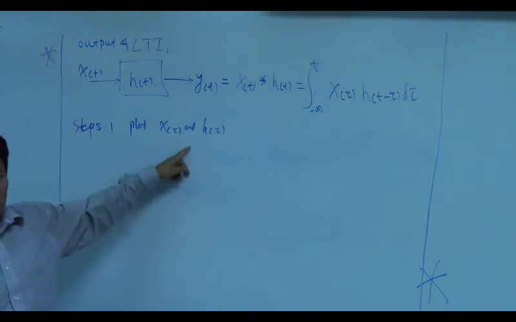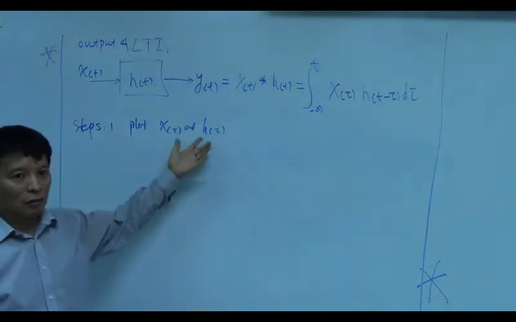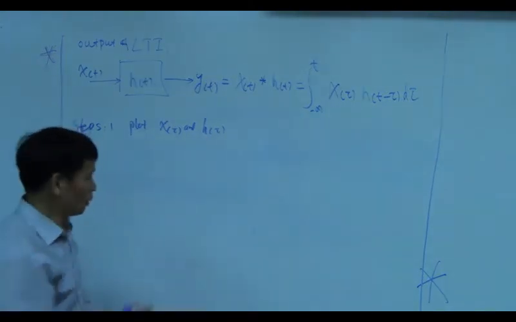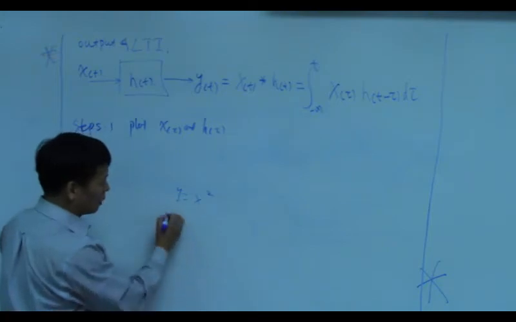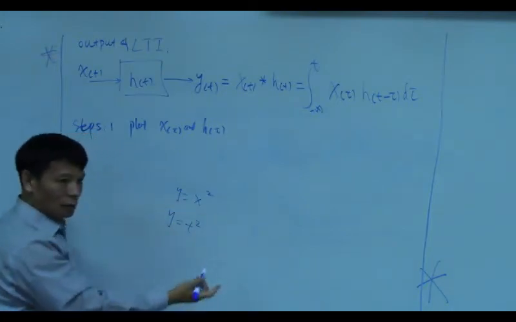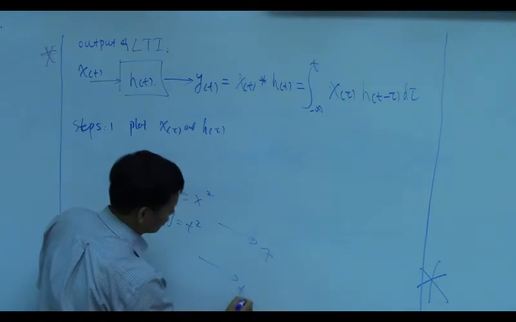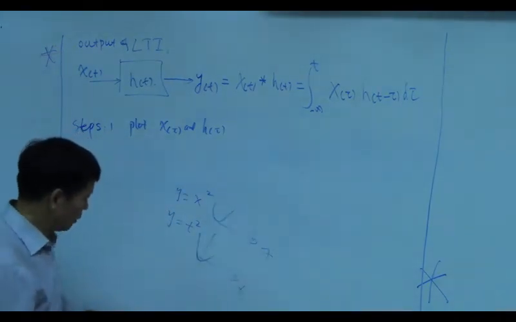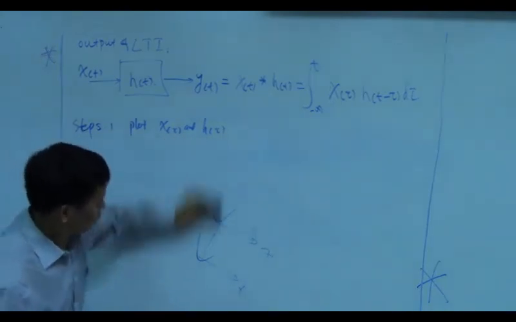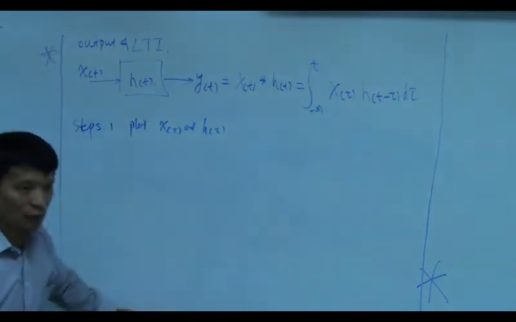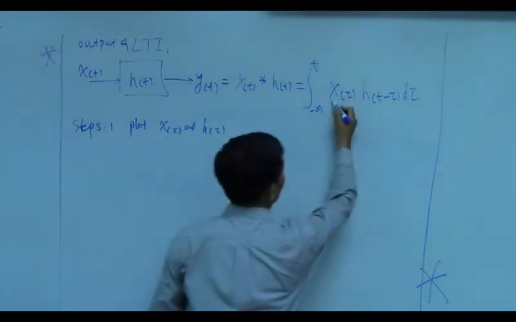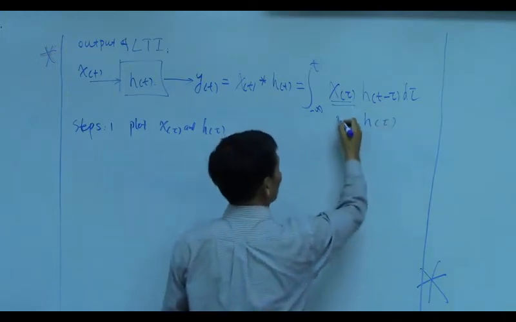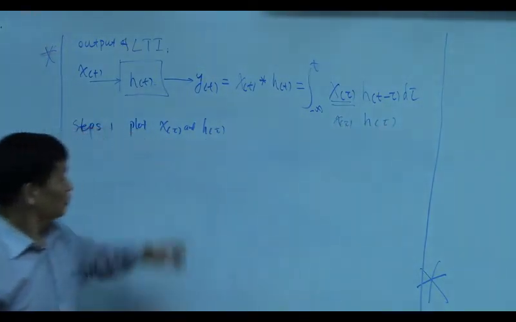Here given h(t), x(t), we draw this one in terms of tau, not t. That does not change anything, right? So for example, you can draw y equals x squared, or you can draw y equals t squared. That's the same thing. This one is x, this one is t. They have the same curve, right? You just change the variable, so that's no big deal. So you just replace t with tau. So that is the first step. Now we get x(tau) and we get h(tau). We already drew these two.